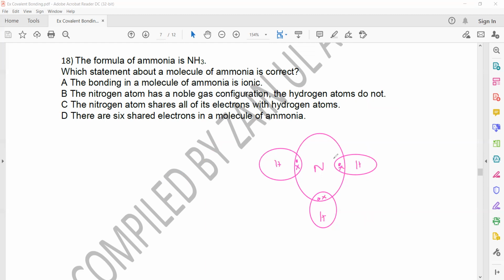And how many unshared electrons are there? For nitrogen, there are 2 unshared electrons. So nitrogen, how many electrons are there? Whenever a bond is formed, the atom becomes stable. So 1, 2, 3, 4, 5, 6 and 7, 8. So nitrogen is having 8 electrons. So when an atom is having 8 electrons in the last shell, it is stable. What about hydrogen? Hydrogen is having 2 electrons. So when an atom is having 2 electrons in the last shell, it also becomes stable. That's why statement B is not correct, because statement B says nitrogen is stable but hydrogen is not stable.